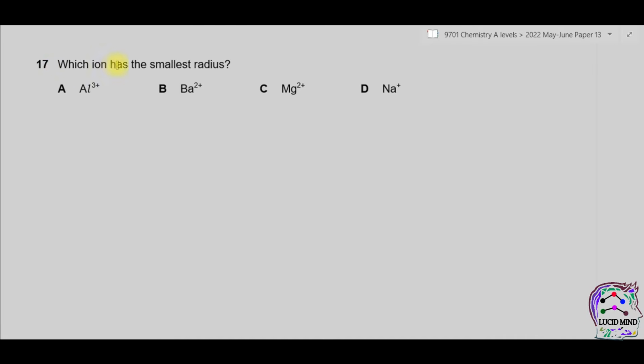Question number 17. Which ion has the smallest radius? Let's see, we have aluminum, barium, magnesium and sodium. Now looking at the period number, we have aluminum in the 3rd period, barium in the 6th period of the periodic table, magnesium again in the 3rd, sodium in the 3rd. So for neutral atoms, we have 3 shells for aluminum, 6 shells for barium, 3 shells for magnesium and 3 shells for sodium. So it means barium is the largest because it has the greatest number of shells. So it is not barium. Let's see among these 3. The atomic number of aluminum is 13.